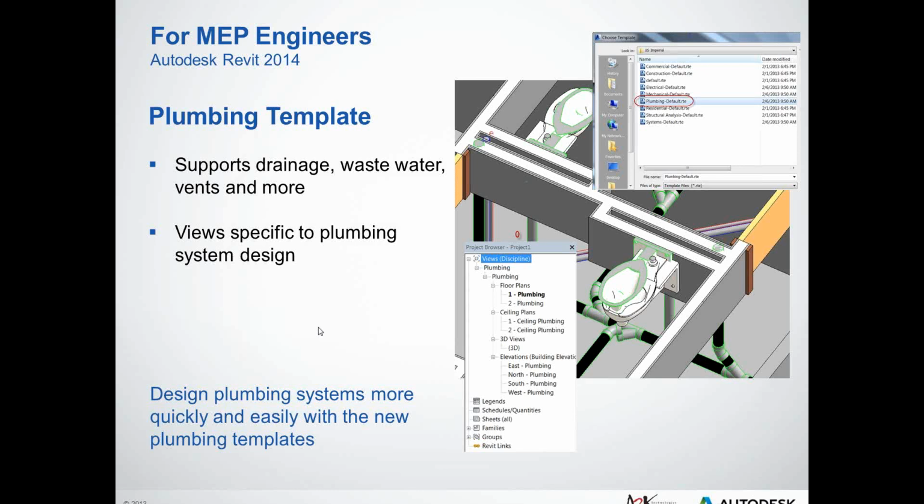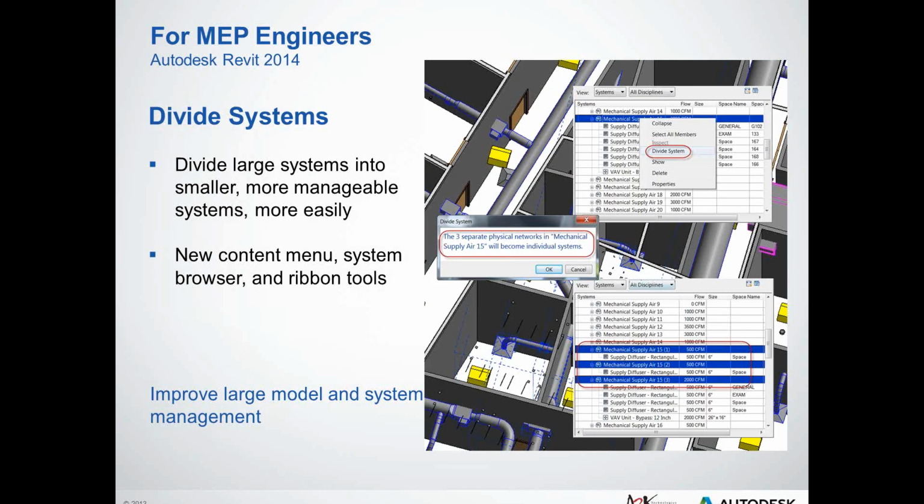Okay, systems can now be divided into smaller, more manageable systems. So I think most users would be aware that if a system is quite large, it can actually have a performance effect on the user in slowing it down. Now we can divide it down into smaller systems and make that performance hopefully improve significantly.